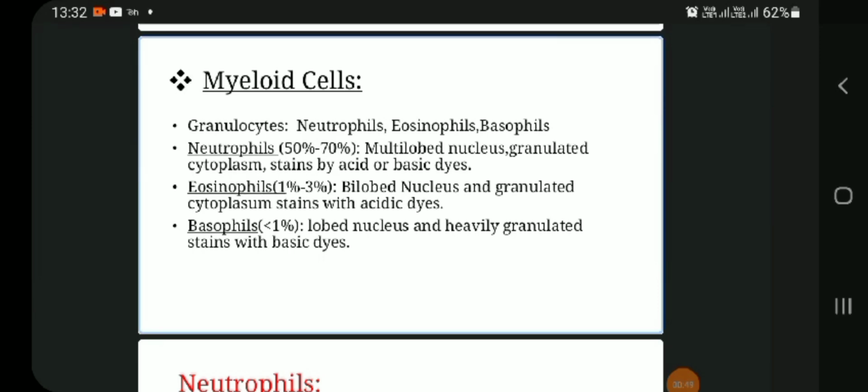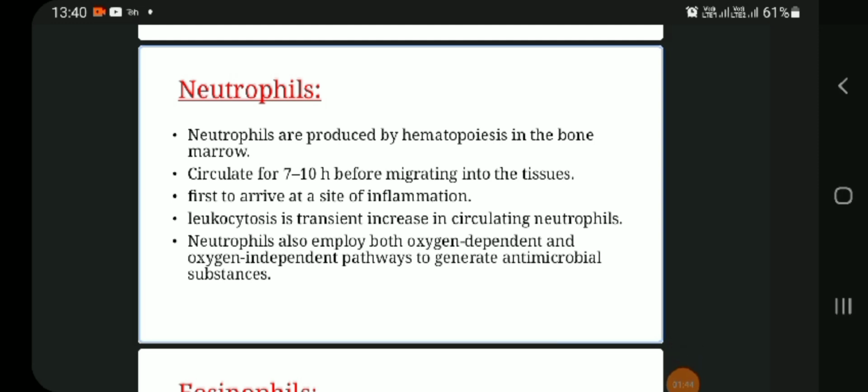Then the next cell is eosinophils. It constitutes about 1 to 3% of total white blood cell content. It has a bilobed nucleus and granulated cytoplasm, and the eosinophil stains with acidic dyes. The next cell is basophils, which constitute less than 1% of total white blood cell content, and it has a lobed nucleus and heavily granulated cytoplasm, and the basophil stains with basic dyes. Because the basophil stains with basic dyes, it is named basophil. So neutrophils are produced by the process of hematopoiesis in the bone marrow.